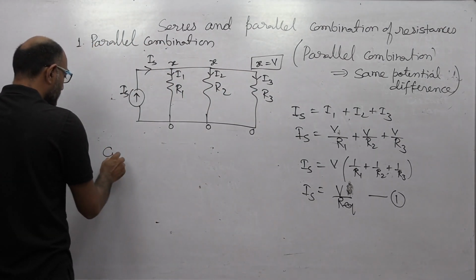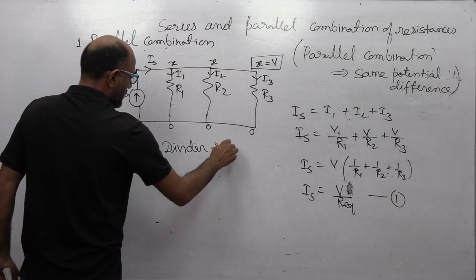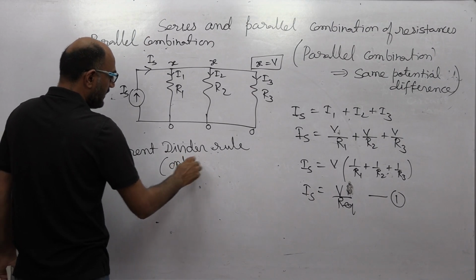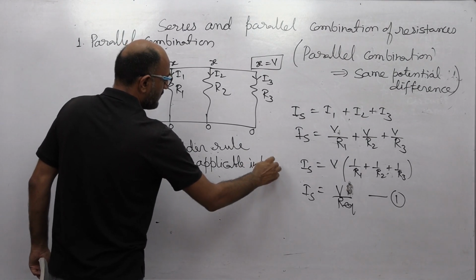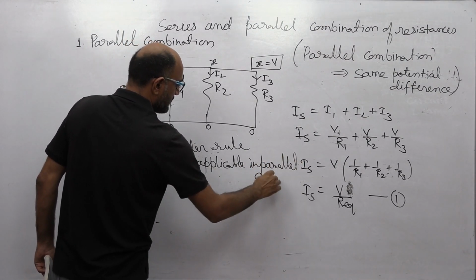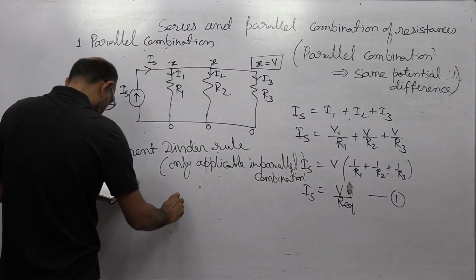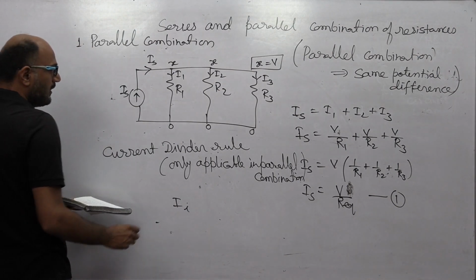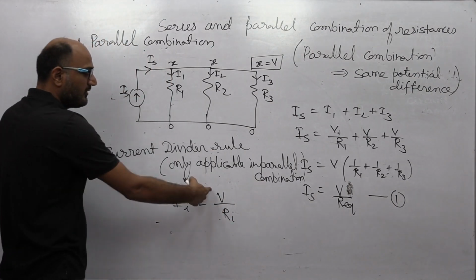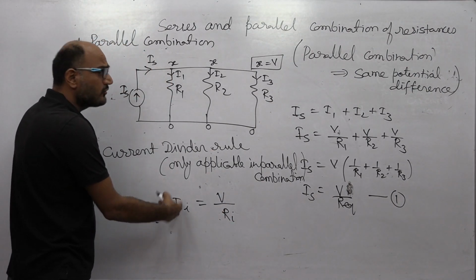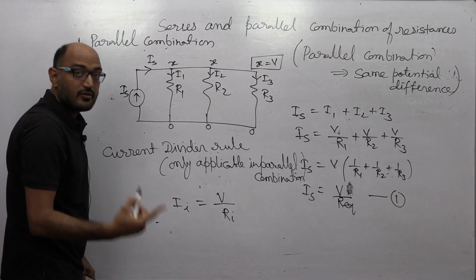Now current divider rule. Only applicable in parallel combination. What is this? Ii is what? V upon Ri. Because V is same for all, Ii means the current flowing through any ith resistance is inversely proportional to the value of that resistance.